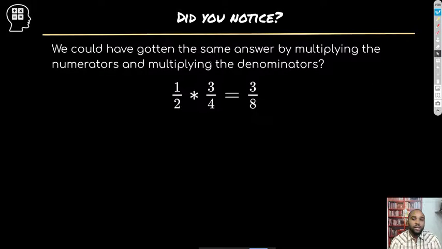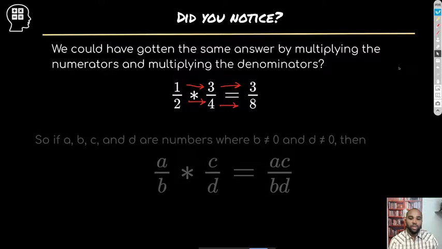We could have gotten the same answer by multiplying the numerators and multiplying the denominators. So here's a faster way we could have done it: 1 times 3 is 3, and 2 times 4 is 8. So that's good to know, right? You don't have to draw a model every single time you work a multiplication problem.